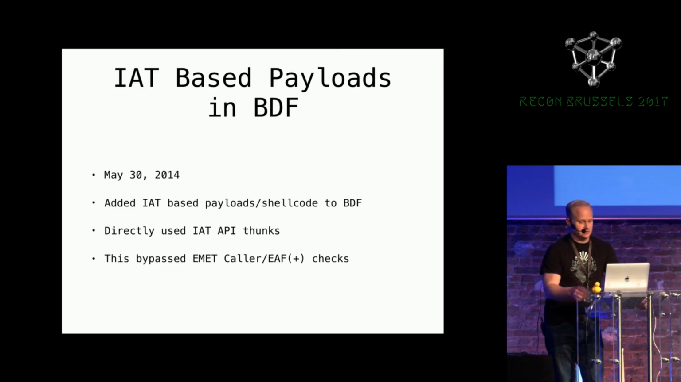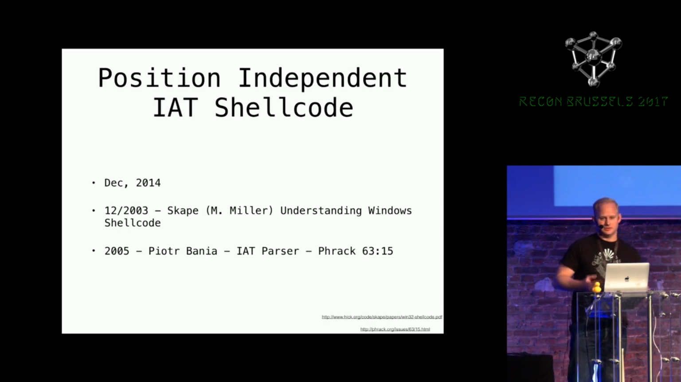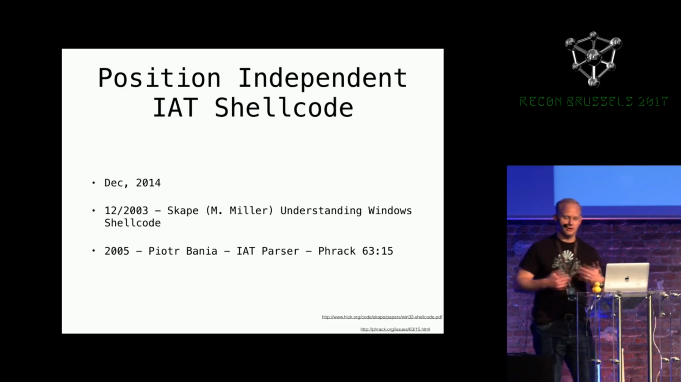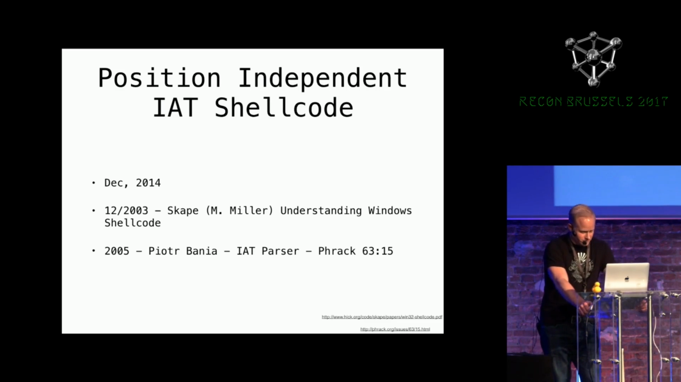And later on, I actually added patching of the import address table so that I could add whatever APIs I wanted at any time. But this wasn't everything I wanted to do, because I wanted to actually do some position-independent import address table payloads to see what would happen. So this was, fast forward, December 2014. I do some research, looking around at what's been done, prior work.